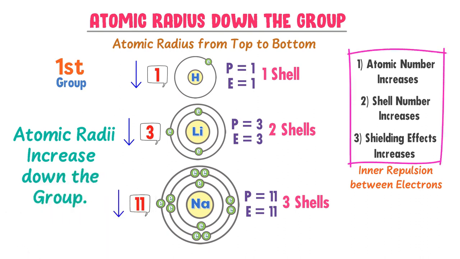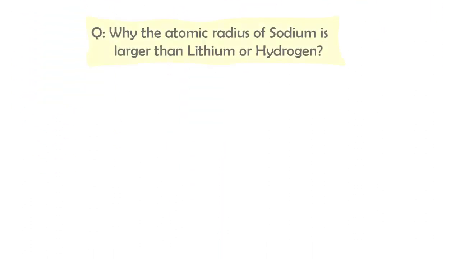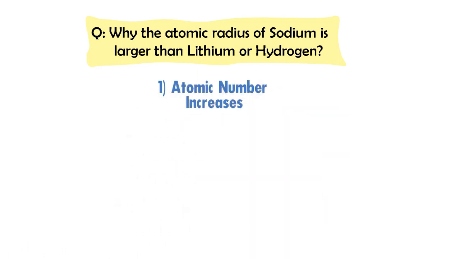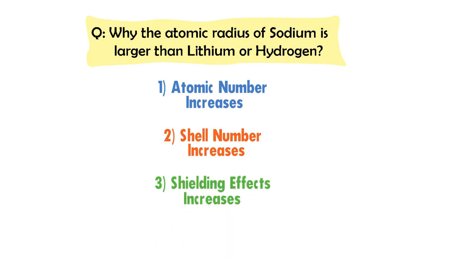Because atomic number increases and number of shells also increases, due to which shielding effect increases. Finally, let me teach you exam-based conceptual question. Why the atomic radius of sodium is larger than lithium or hydrogen? I hope that you know the answer. It is because down the group atomic number increases, number of shells increases and shielding effect also increases. Thus note it down that atomic radius increases down the group.